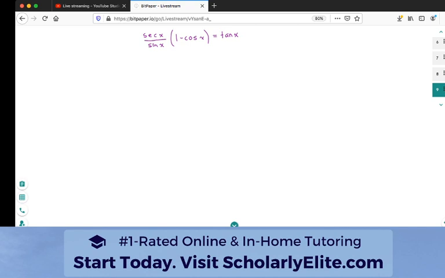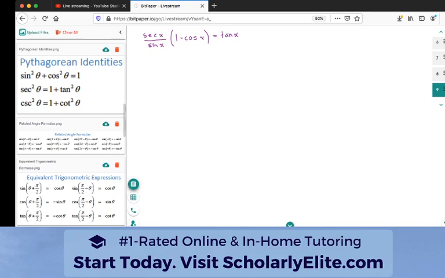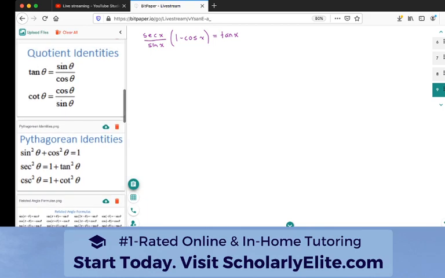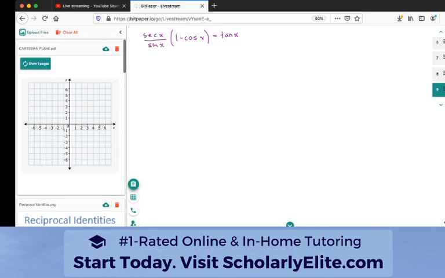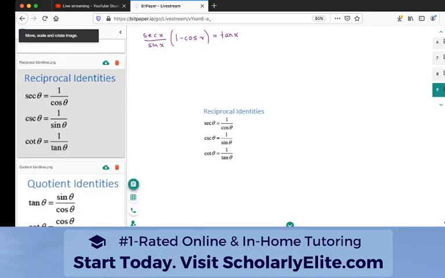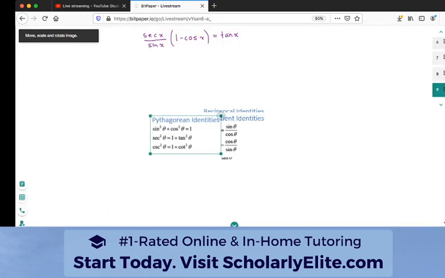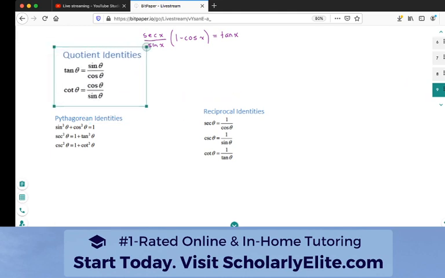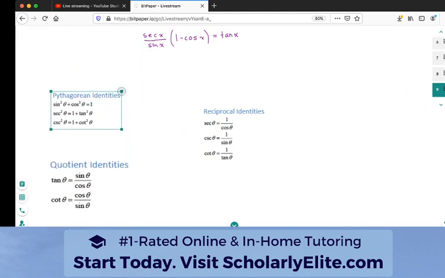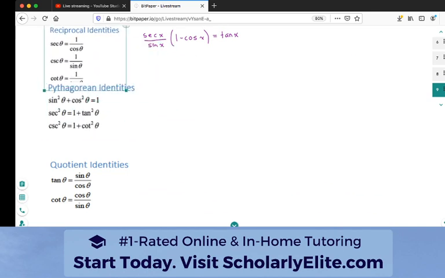And before I actually do that, let me just pull some of these identities into the situation here. So we've got, where are my reciprocals? There they are. This guy and this guy. So for grade 11, these are kind of the three main things you need to know: the quotient identity, our Pythagorean identities, and your reciprocal identities.